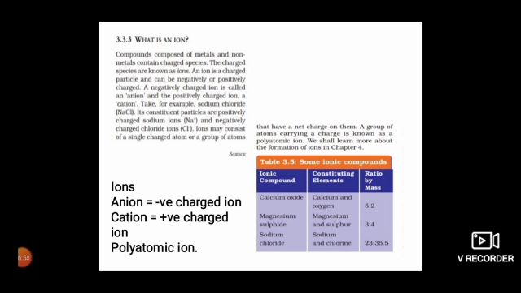Let me give an example for an anion: Cl minus, chlorine has a negative charge, so that is an anion. Cation: H plus, hydrogen alone has a positive charge. Polyatomic means 2 or more atoms: a group of atoms carrying a charge is known as a polyatomic ion. So this is about our today's topic. And here is a table for you with some ionic compounds and their ratio by mass. Read it just for your understanding.